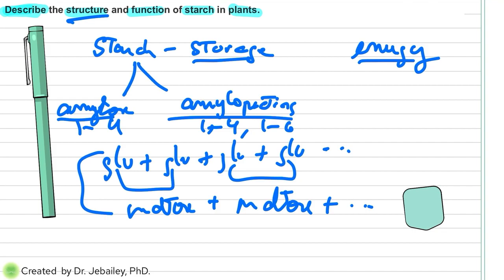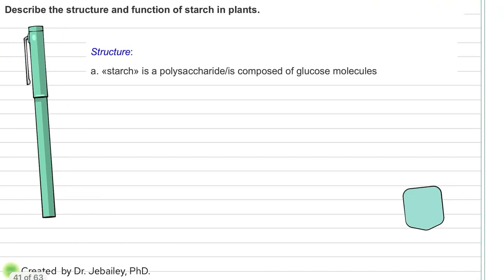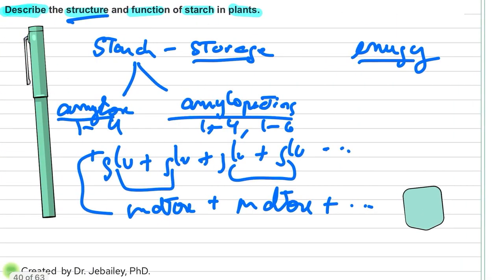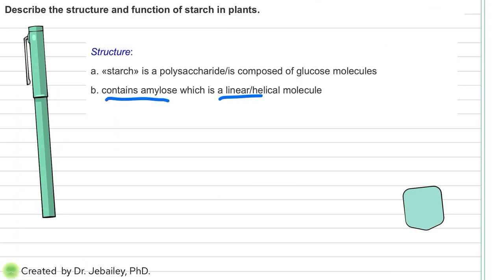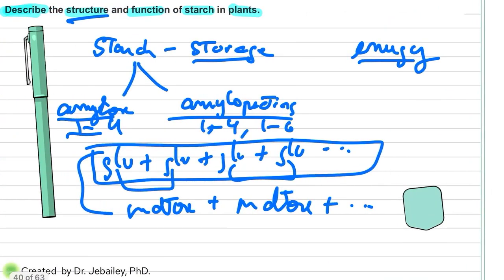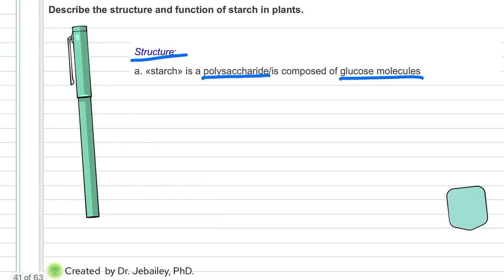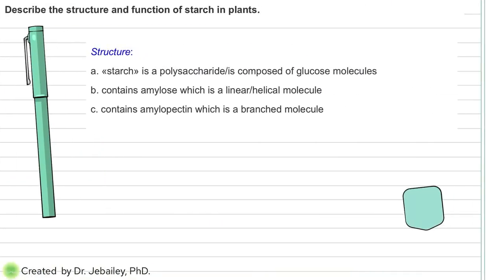So let's look at the mark scheme and see what they really are asking for. So when it comes to structure, it's a polysaccharide composed of glucose molecules. That's exactly what was here, right? Polysaccharide made of glucose molecules. Contains amylose, which is linear. Now amylose, as I said, 1,4 linkage is linear. What else do we have here? Contains amylopectin, which is branched. So the linear means 1 through 4, and branch means 1 through 4 plus 1 through 6. So as an IB, I still will give you the points because you have shown that there's different linkage, which is branched. So if you don't remember these numbers, you can just say linear and branched molecules.